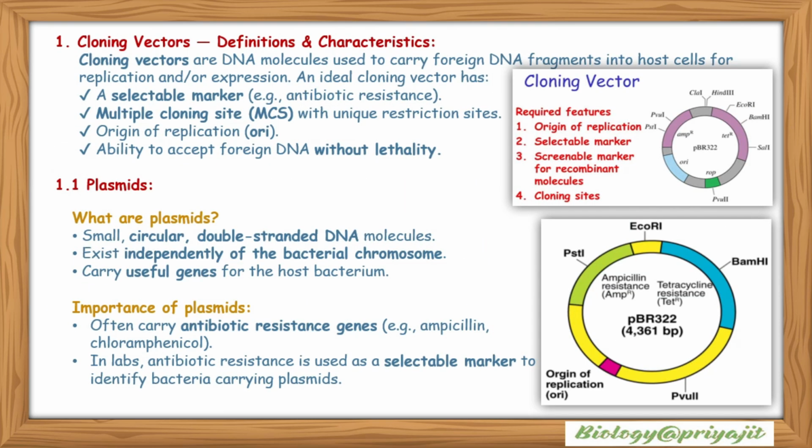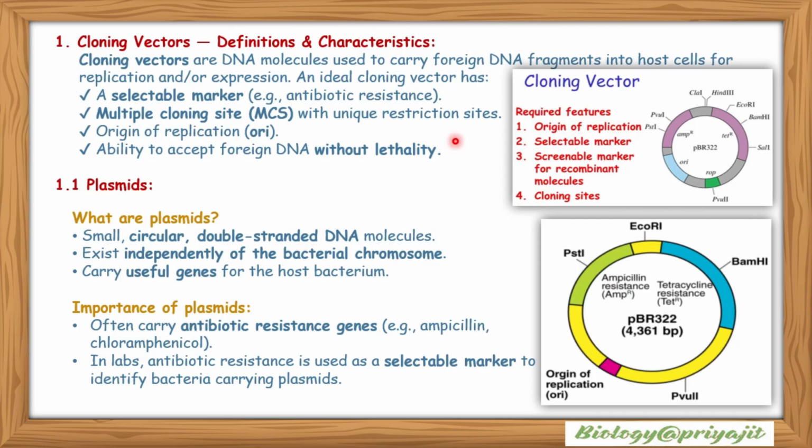Now we should start looking at cloning vectors. We must know what cloning vectors are, their definitions and characteristics. Cloning vectors are DNA molecules used to carry foreign DNA fragments into host cells for replication and/or expression. An ideal cloning vector has a selectable marker, that is an antibiotic resistance marker, a multiple cloning site or MCS with unique restriction sites, an origin of replication, that is ori site, and the ability to accept foreign DNA without lethality.